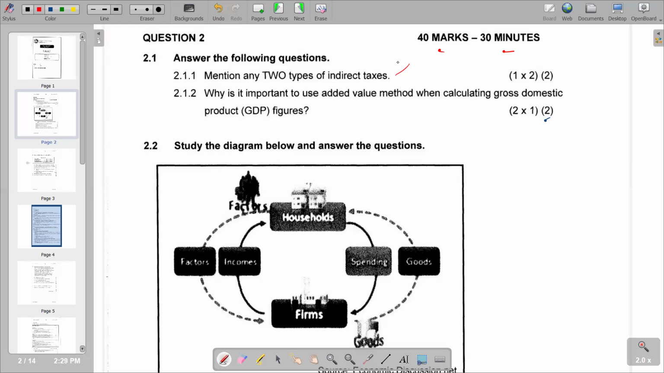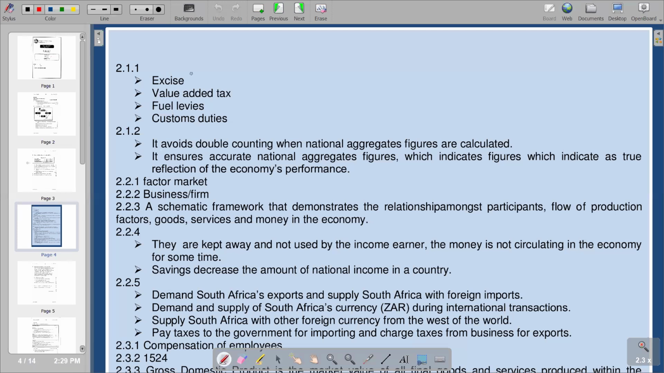So our question requires types of indirect taxes. You're going to see that we have various types, where we put fuel levies as part of indirect taxes. We also have customs duties. We can also talk about value-added tax. So we have mentioned in our other section. Going to our other section, we see that first we've got fuel levies.